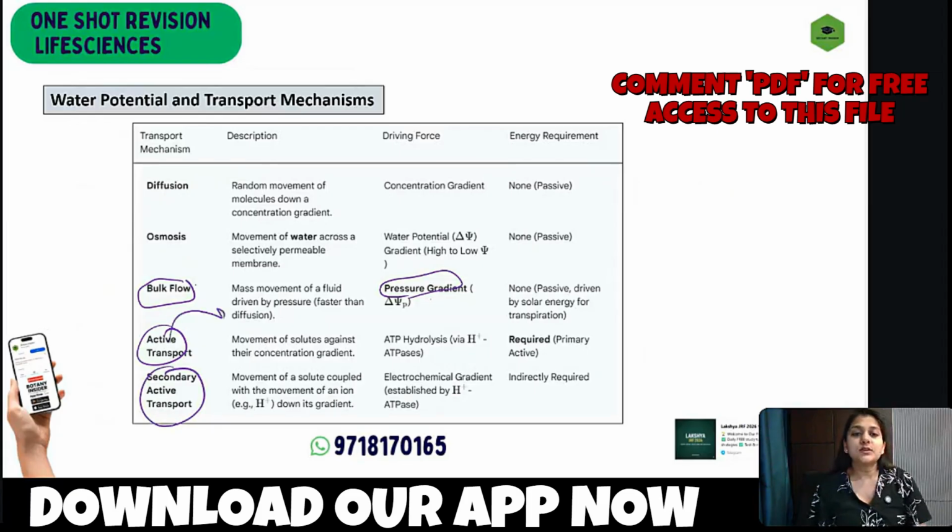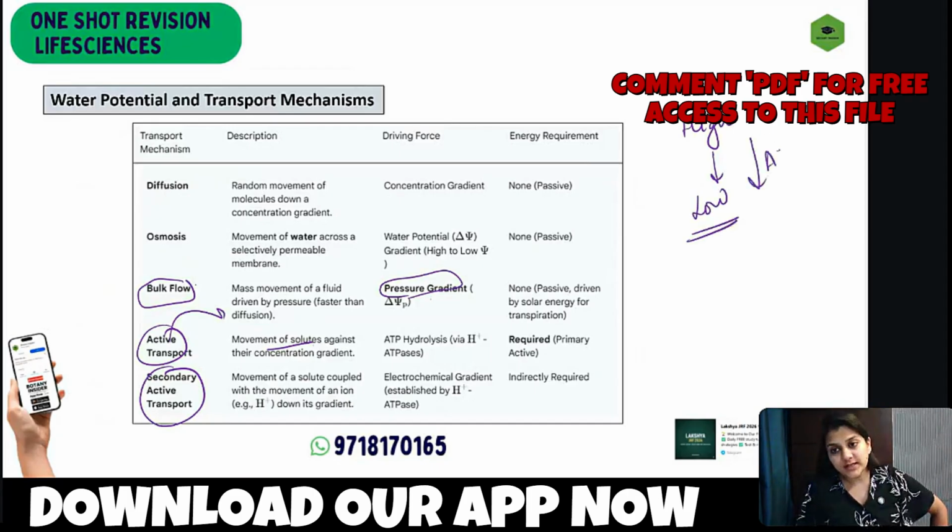So active transport is the movement of the solute against the concentration gradient. That is, when the movement is occurring from an area of lower concentration towards an area of higher concentration. And in this process, there is a requirement of ATP. Then you have secondary active transport. It is the movement of the solute that is coupled with the movement of an ion down its gradient.